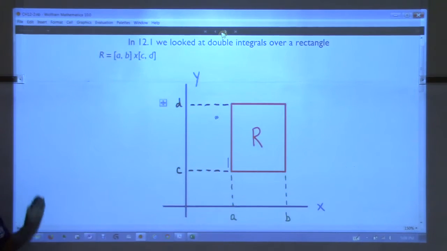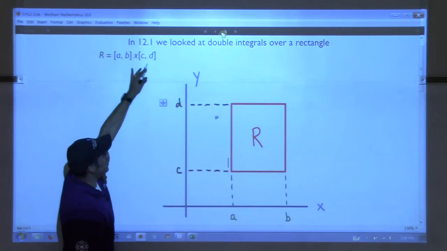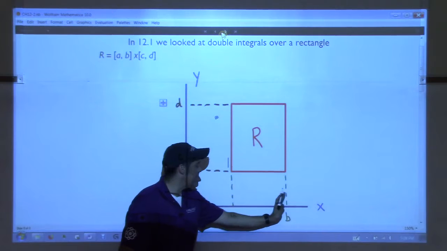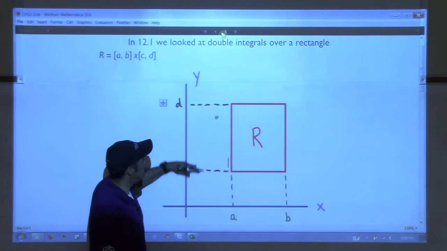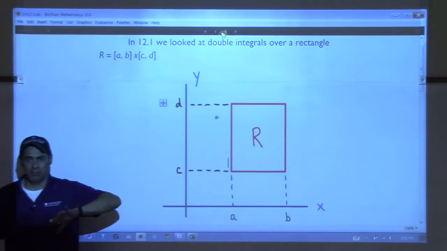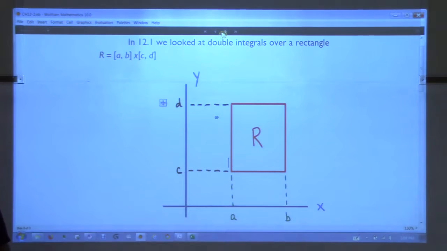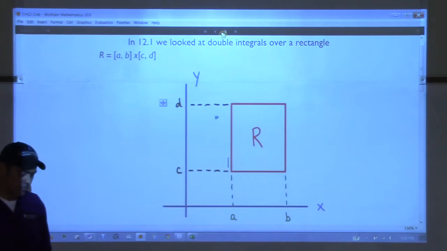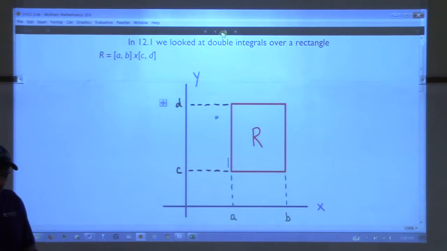So we've already looked at this type of region where it was AB cross CD. This is our rectangle. X is between A and B, Y is between C and D. That's the easy way. Yes? I have a question. Yes, good. How would you determine which surface is on top and the other one?